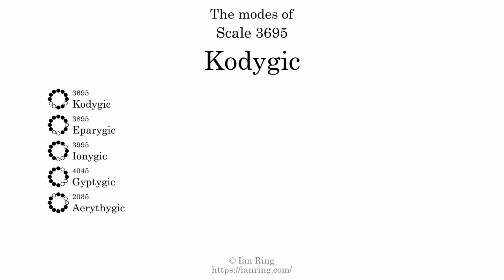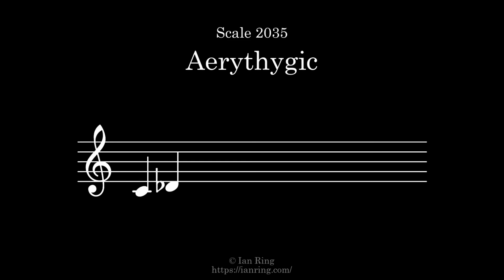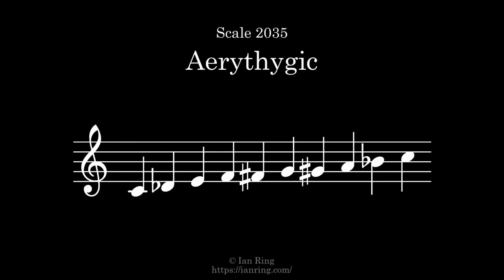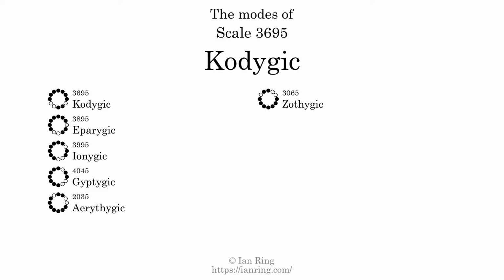The fifth mode is scale 2035, also known as Heteromorphisms. It sounds like this. The sixth mode is scale 3065, also known as Xethergic. It sounds like this.